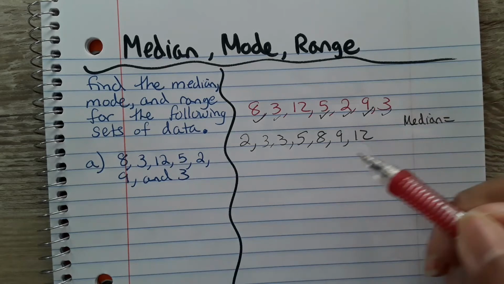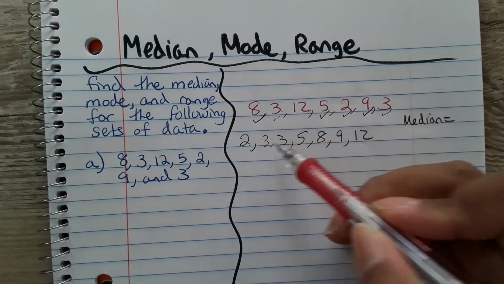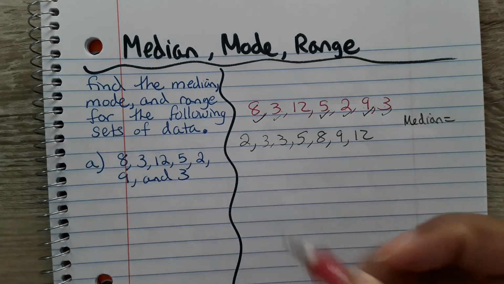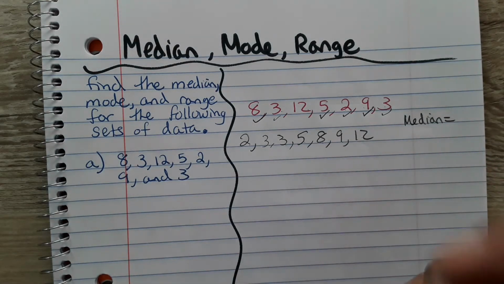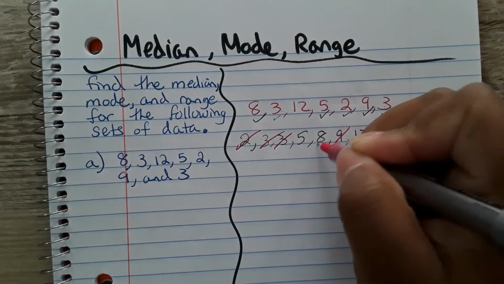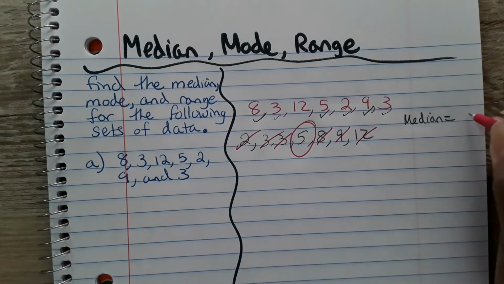12. So my original set had 1, 2, 3, 4, 5, 6, 7 numbers. So 1, 2, 3, 4, 5, 6, 7. Excellent. I didn't leave any off while I ordered them from least to greatest. And now I'm just going to cross them off in pairs of small, big, small, big, small, big. Look for the one in the middle. That would be 5. That's my median.